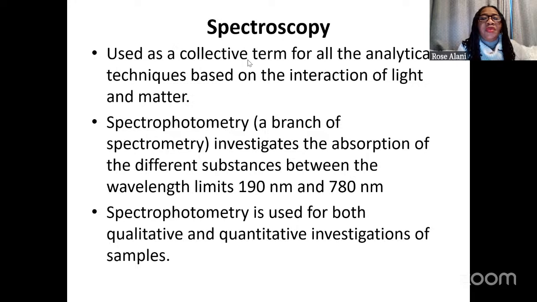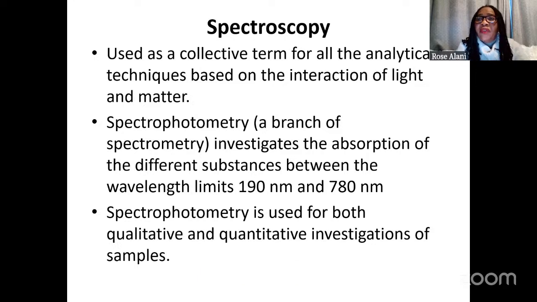Sorry, I have to admit people. So this is a branch of spectrometry. I'm admitting people, sorry about that.